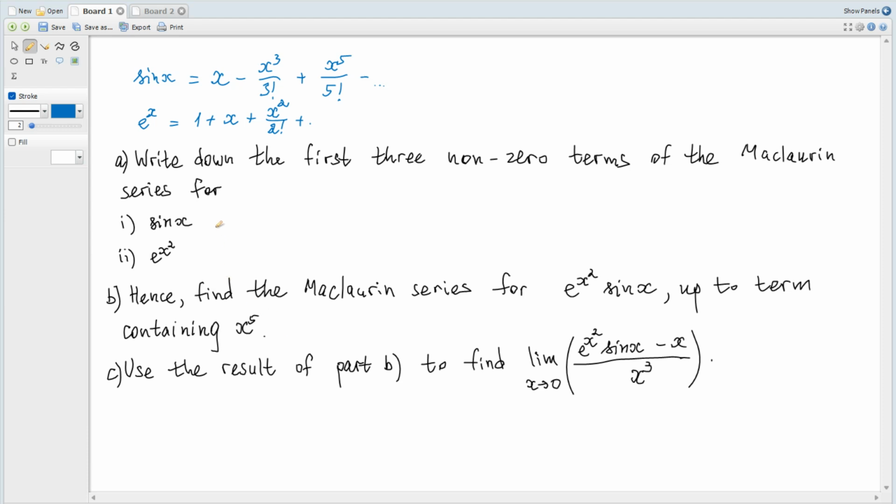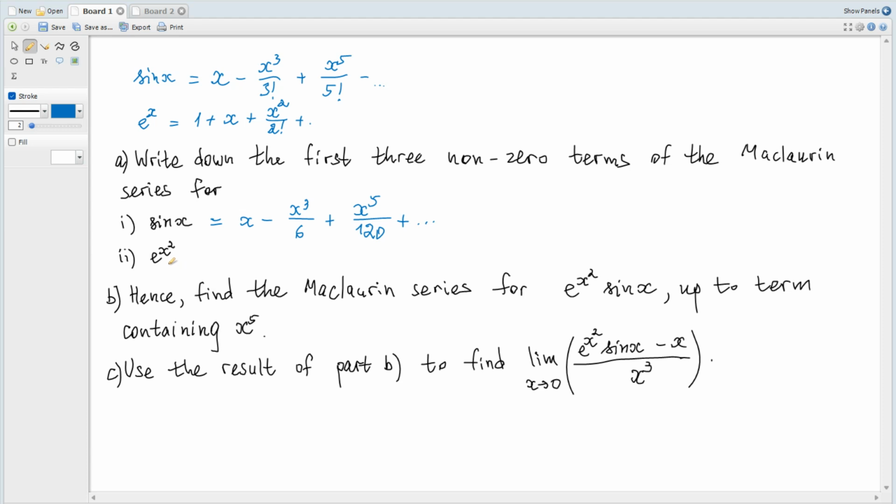So for sine of x, we can write directly that it is equal to x minus x cubed over 3 factorial, which is 1 times 2 times 3, which is 6, plus x to the power of 5 over 5 factorial, which is 1 times 2 times 3 times 4 times 5, it's 120, plus so on, plus higher powers of x.